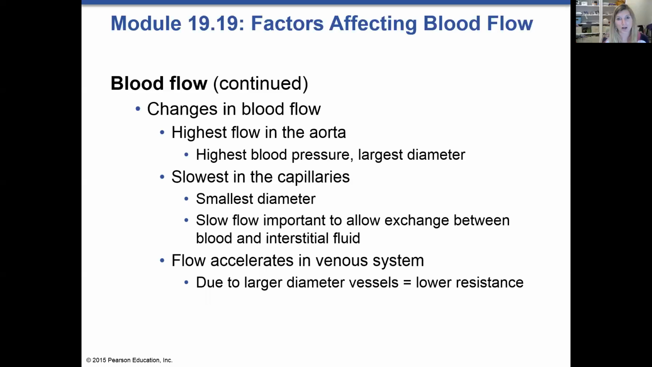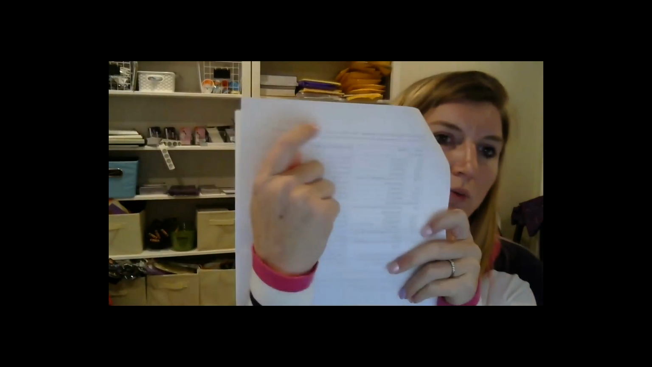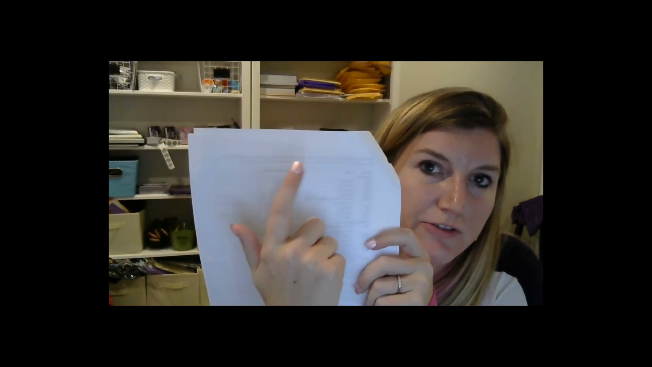So play around with it. I'll stop screen sharing right now. What I suggest doing is, if you have a whiteboard, that's awesome. If not, just a sheet of paper. Write the 4 words in a column: pressure, resistance, flow, diameter. Those are really the 4 most important ones, right?